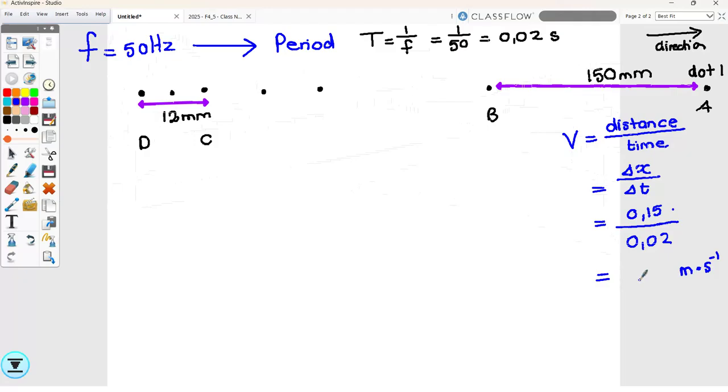7,5. Thank you. 7,5 meters per second. And I ask for speed so you don't have to worry about a direction. Otherwise, it would just be to the right.